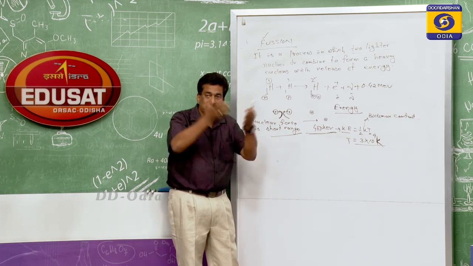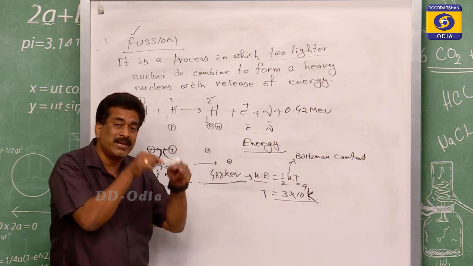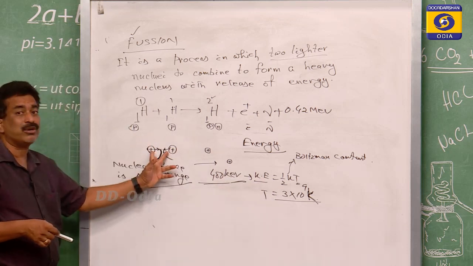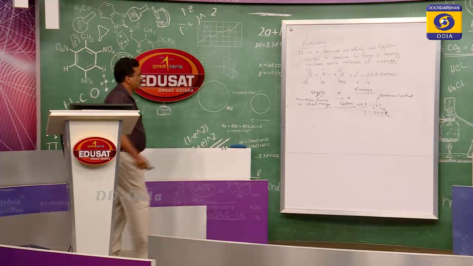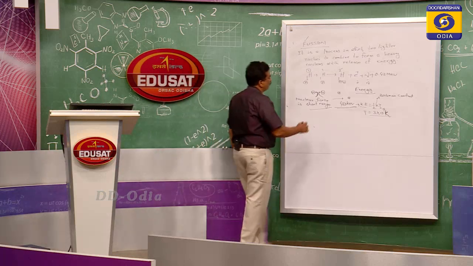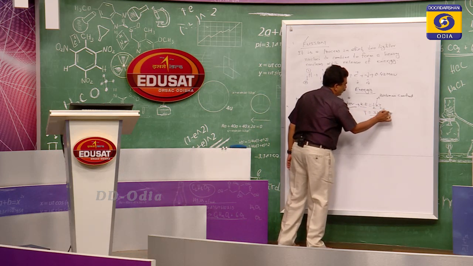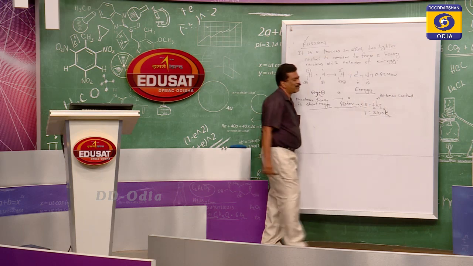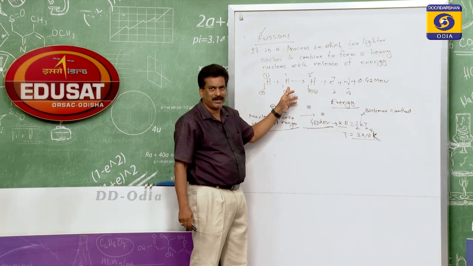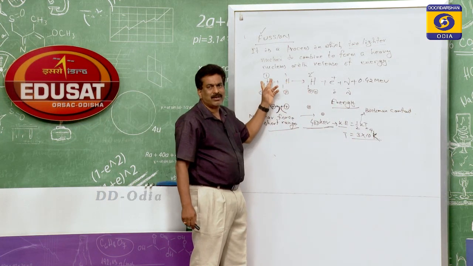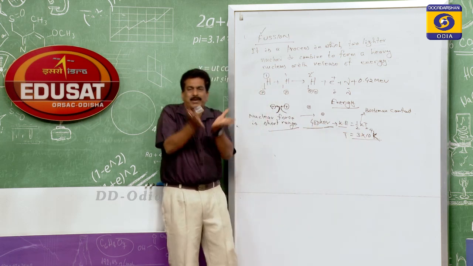Just think, what is that amount of temperature? If that amount of temperature is created between the two protons, then this process will take place. Now from the kinetic energy which is required, 400 keV, the temperature produced is 3 × 10^9 Kelvin. This amount of temperature is required here if the two lighter particles are to be combined.